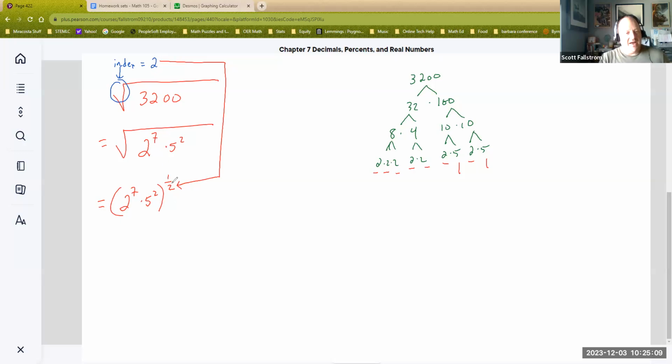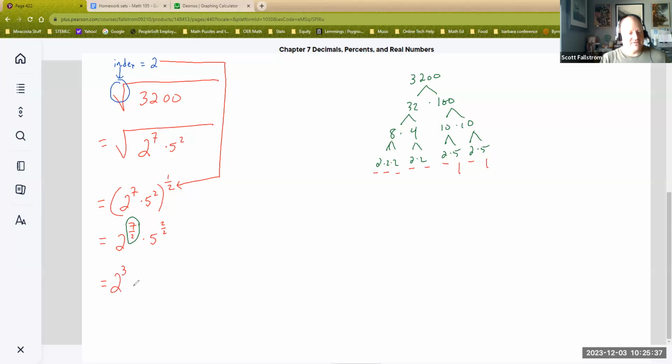Okay, now use your property of exponents to distribute. So you have 2 to the 7 halves times 5 to the 2 halves power. And then we'll simplify a little bit, but this is where division, I said it was division, this is where division comes in. This exponent, you can think of it as 7 halves. You could think of it as 7 divided by 2. See, 7 divided by 2 is going to give you 3 whole times in there, right?